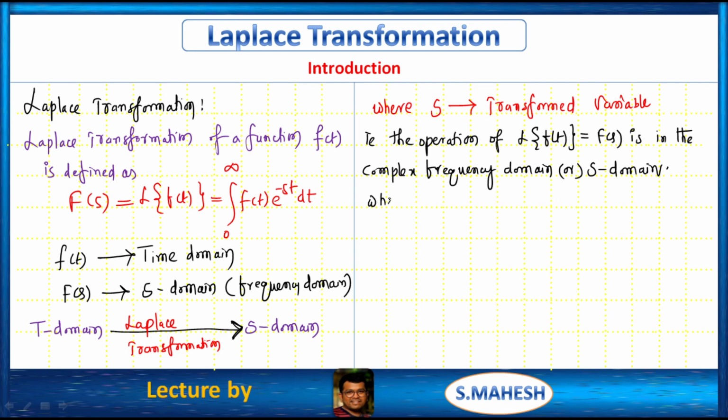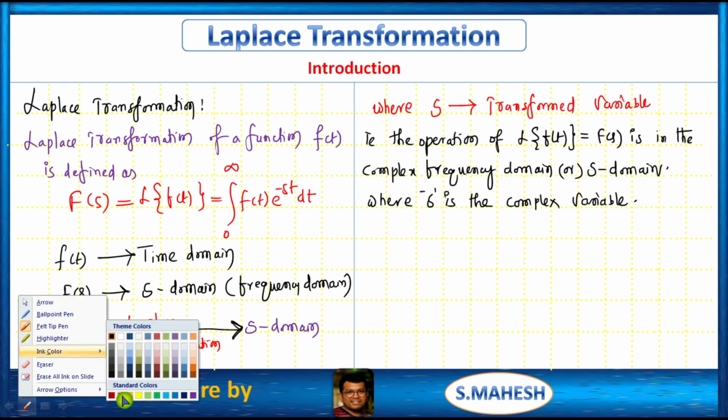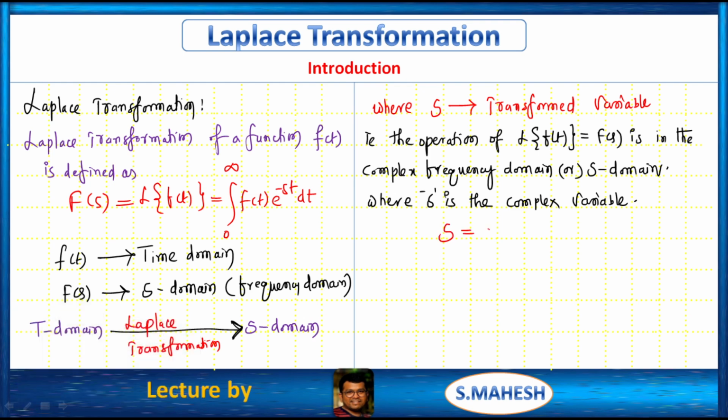Where S is the complex variable, that is, the complex transformed variable, right? Simply we can say that S equals sigma plus j omega, where sigma is the real part of S, and omega is the imaginary part of S. That's it.